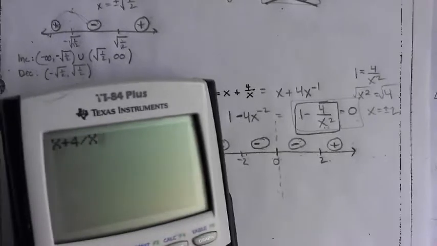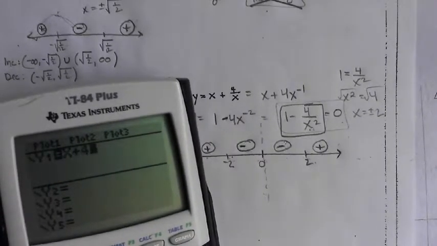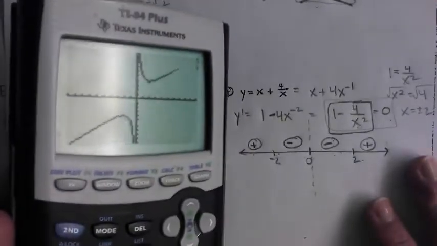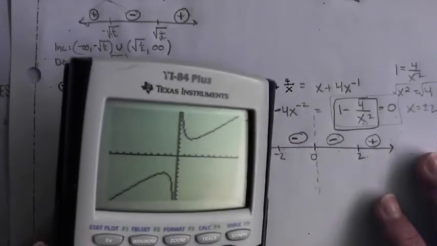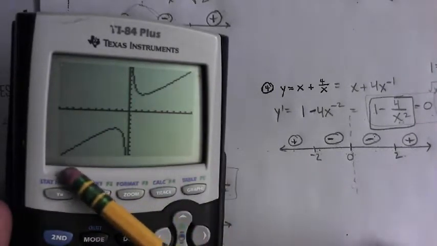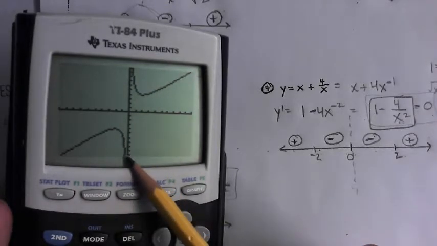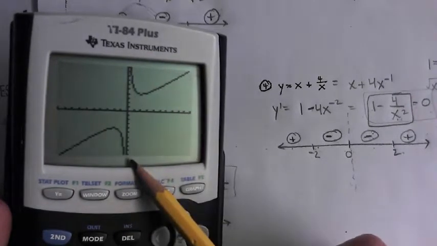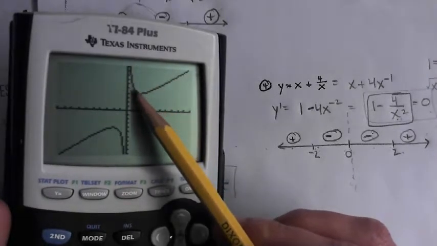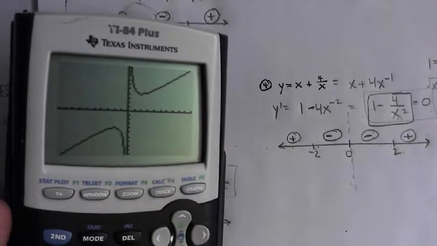So if we just take a peek at this graph just to convince ourselves. Almost looks like a similar graph. So we are increasing up until negative 2. We then start decreasing after negative 2 up until 0 because there's an asymptote there. We're still decreasing on the other side up until 2, and then we start increasing. So we have a relative max, relative min.